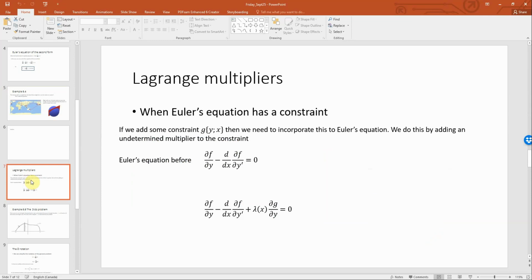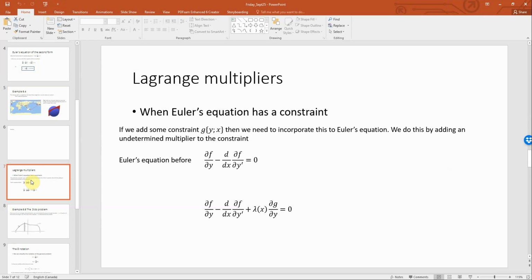To finish up, we'll be talking about Lagrange multipliers. This is when Euler's equation has a constraint. If we add some constraint g, which is a function of y, the dependent variable, and x, the independent variable, then we need to incorporate this into Euler's equation. We incorporate it by adding an undetermined multiplier to the constraint. Euler's equation before was, of course, ∂f/∂y minus d/dx of ∂f/∂y prime, and that's equal to 0.